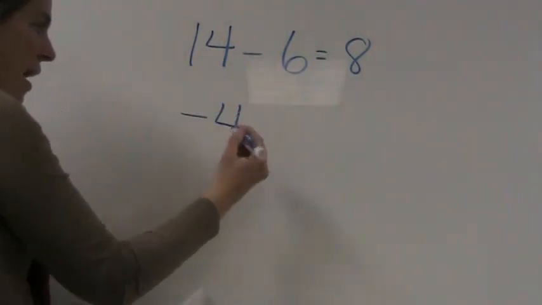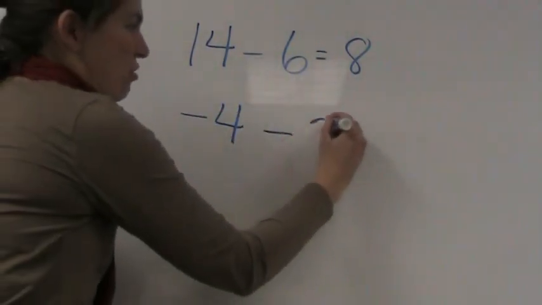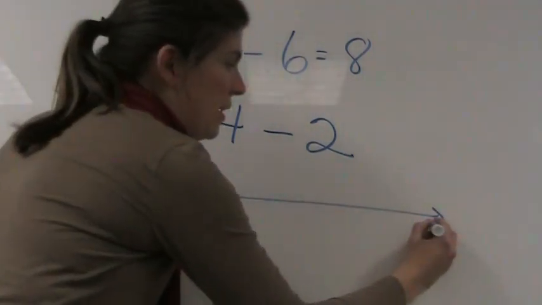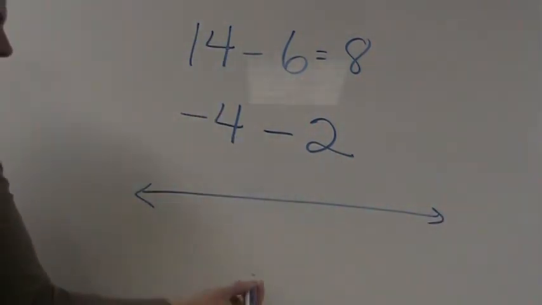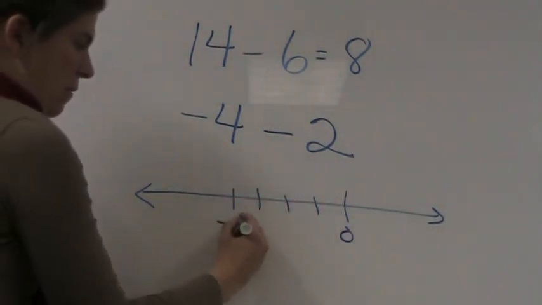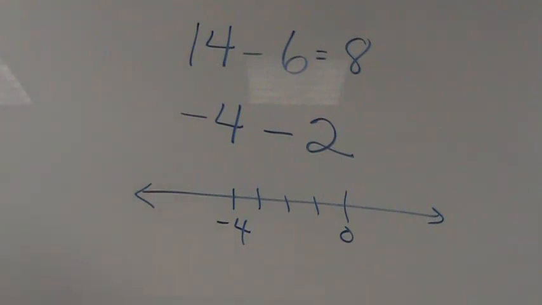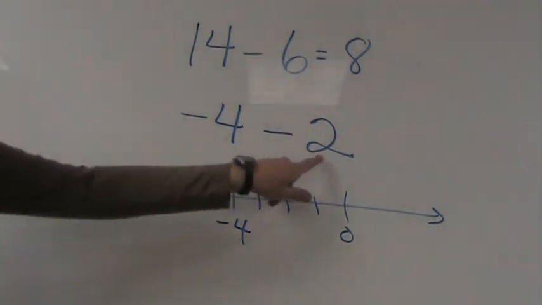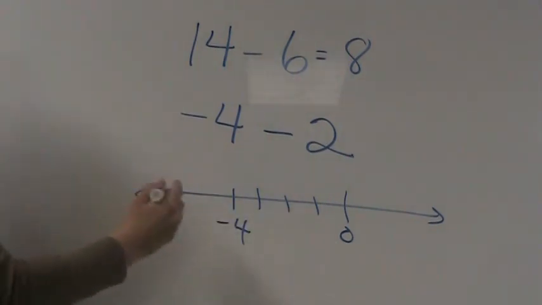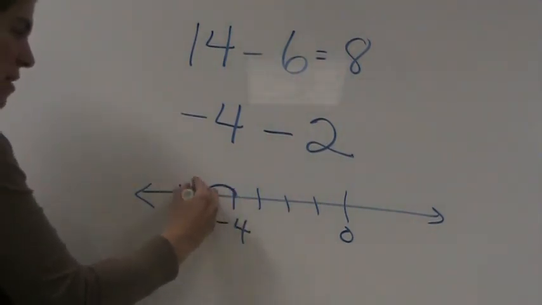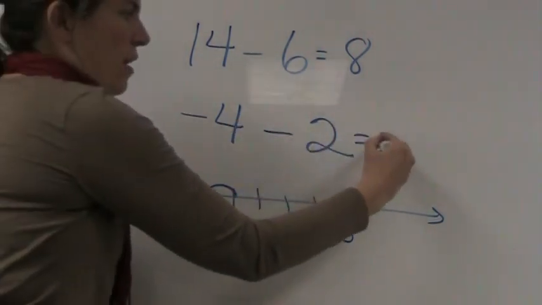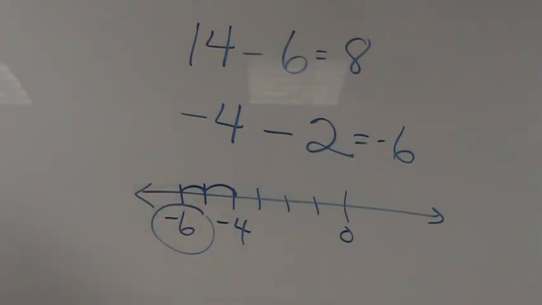So if I have a negative 4 and I'm going to subtract 2 from that, again, I want to think back to my number line. I'm going to start at negative 4. So there's my negative 4 on the number line. And subtracting 2 is the same as adding a negative 2, which means I'm going to the left 2 spaces, 1, 2, which gives me a negative 6. So negative 4 minus 2 is a negative 6 for the answer.